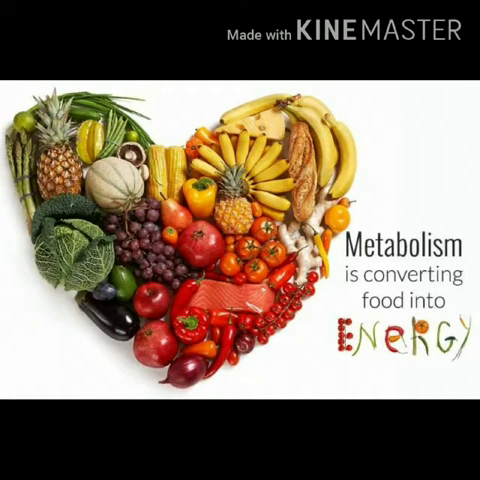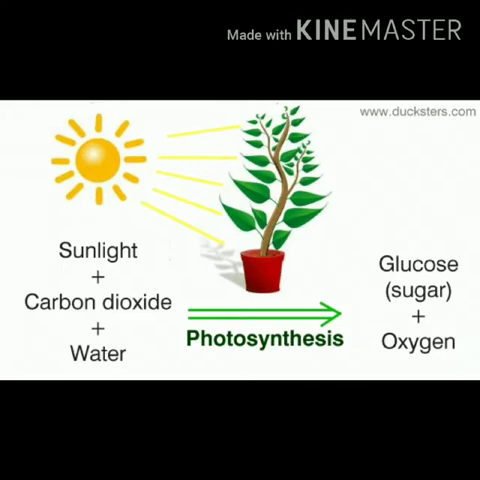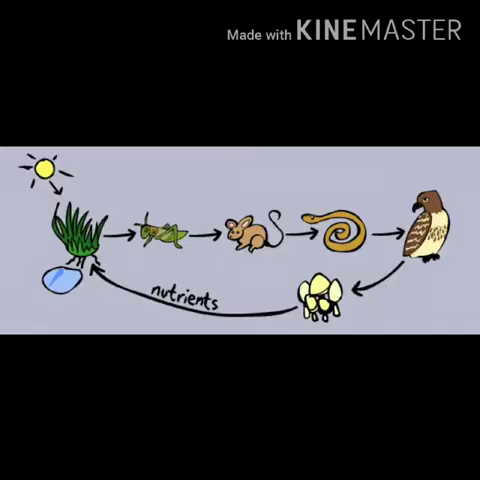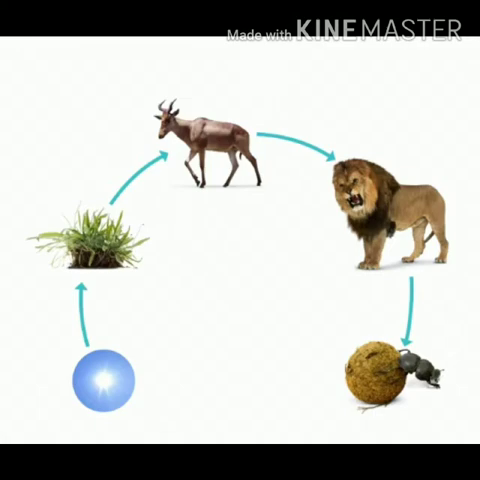You know that plants can make their own food by the process of photosynthesis. But animals, on the other hand, cannot make their own food. Instead, all animals directly or indirectly depend on the plants for their food.